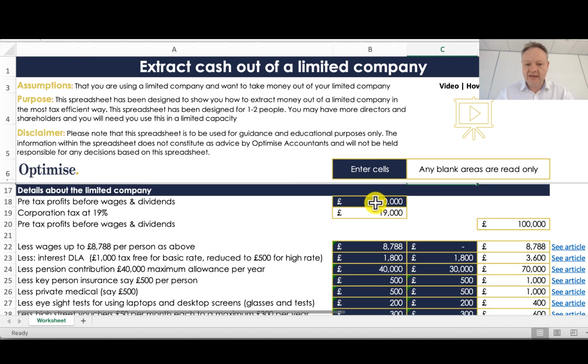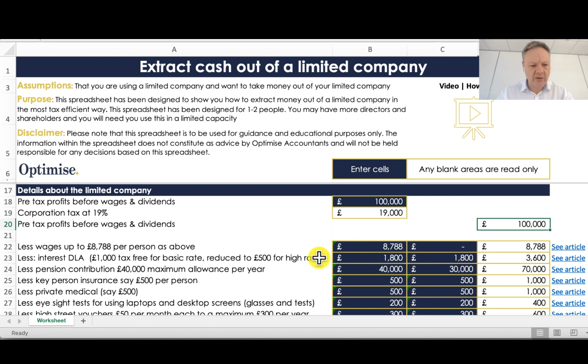Now, what we want to do is project forward for your company profits. And what we're going to do here is give an example of a company that's making £100,000 worth of profit. And clearly there's £19,000 worth of corporation tax to pay. But we don't want to pay that. We want to minimize the corporation tax liability whilst extracting that money out into our personal names as efficiently as possible. So what we're looking at here is pre-tax before wages and dividends of £100,000. That is ultimately the pre-tax that we've got to dispose of.